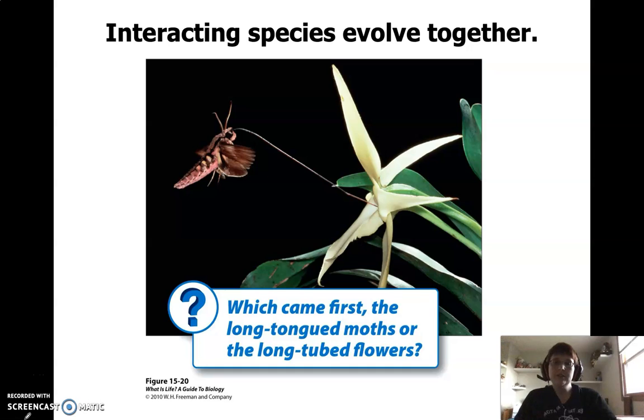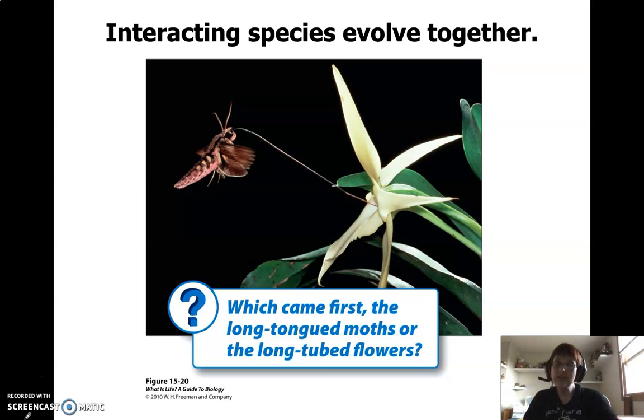This is lecture 6 from chapter 17, and this section is going to be talking about how species interact together. Starting off this section with this picture of the moth and the orchid. And the reason why is because this is a great example of how species co-evolve together. And this moth is actually from Madagascar.